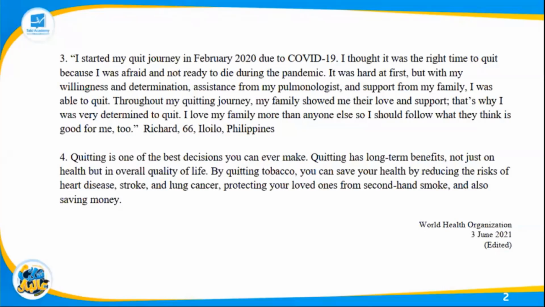Quitting is one of the best decisions you can ever make. Quitting has long-term benefits, not just on health, but in overall quality of life. By quitting tobacco, you can save your health by reducing the risks of heart disease, stroke, and lung cancer, protecting your loved ones from secondhand smoke, and also saving money.